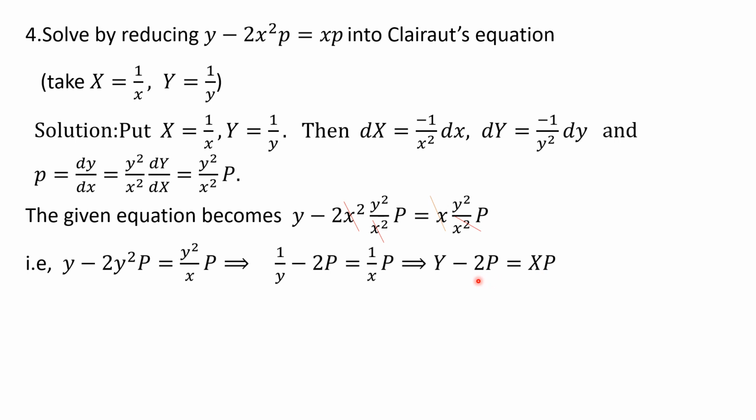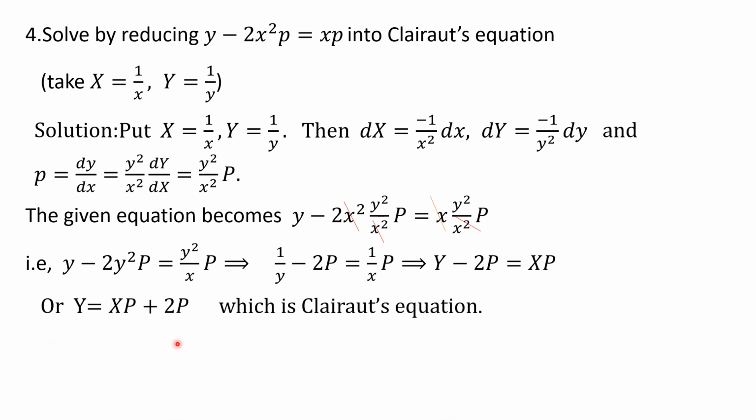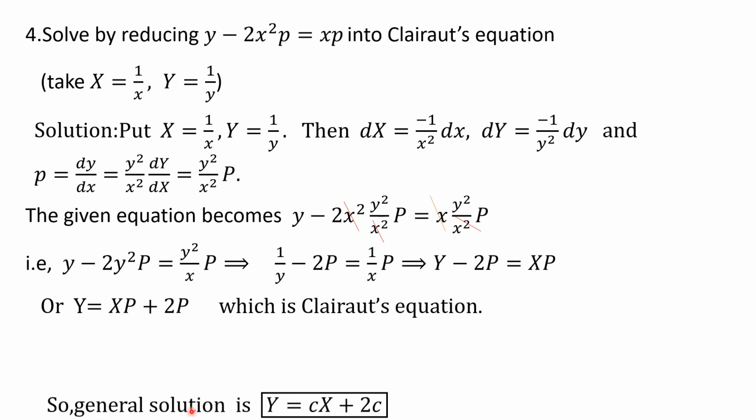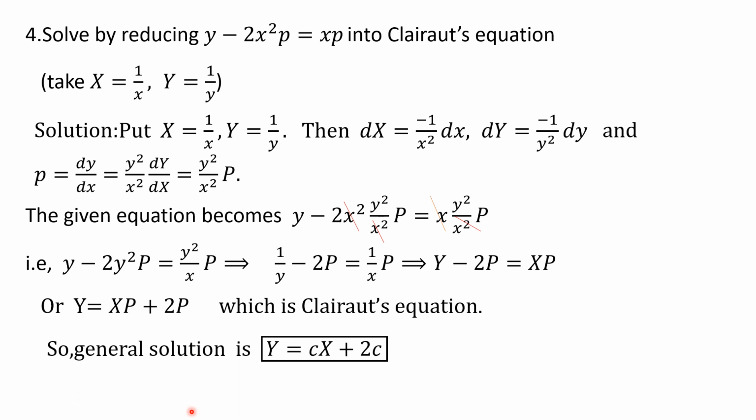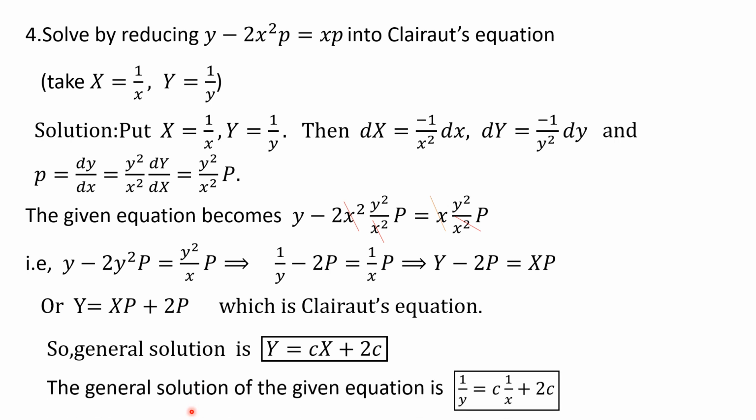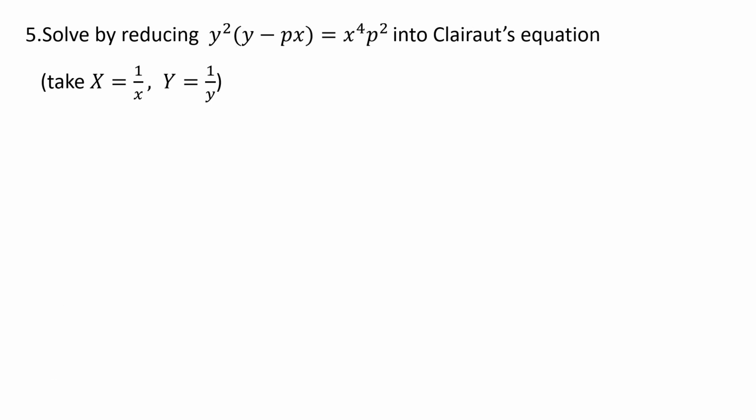Correct, students? So what is that? Just rearrange. I can write Y is equal to XP plus 2P, which is a Clairaut's equation. Once it is Clairaut's equation, the general solution is simple. Replace P by c. Y equal to cX plus 2c. Now substitute back. So Y is nothing but 1 over y, X is 1 over x. So the required general solution for the given equation is 1 over y equal to c into 1 over x plus 2c.